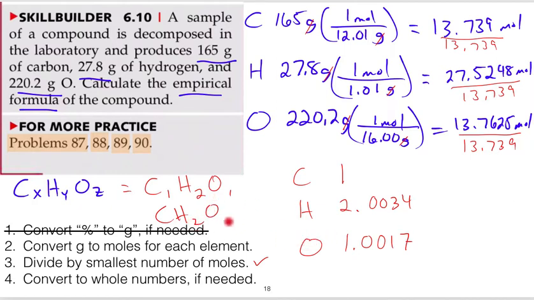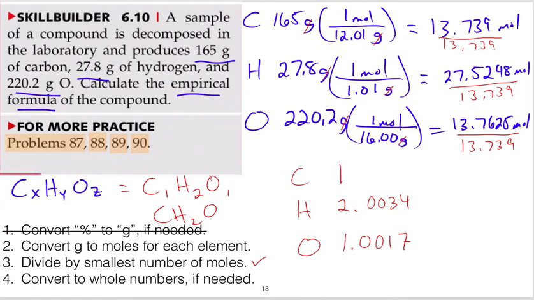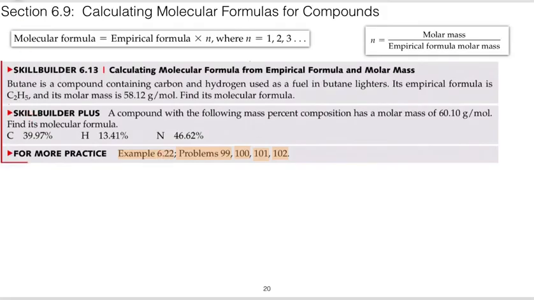Now this doesn't tell me what the molecule looks like. It only tells me the relationship, the ratio between the carbon, hydrogen, and oxygen atoms in the molecule. To know exactly what atoms are in the molecule, I need another piece of information, and that is what's called the molar mass. So I want to do this example here, the second one.